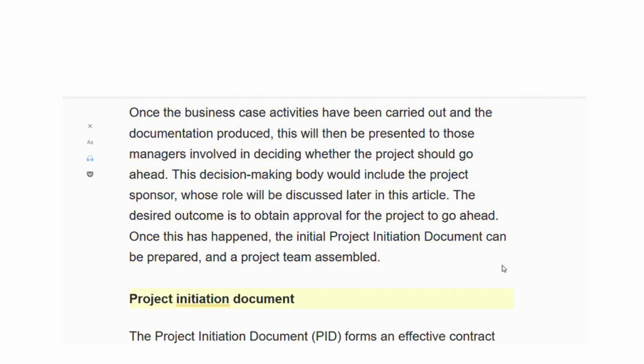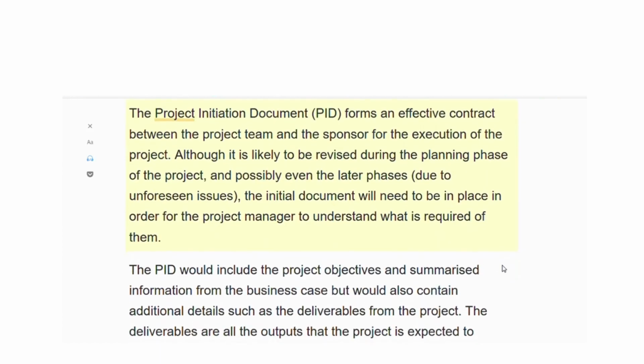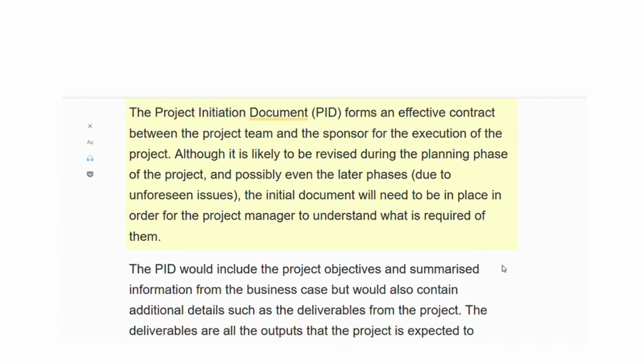Project Initiation Document. The Project Initiation Document, PID, forms an effective contract between the project team and the sponsor for the execution of the project. Although it is likely to be revised during the planning phase of the project, and possibly even the later phases, due to unforeseen issues, the initial document will need to be in place in order for the project manager to understand what is required of them.